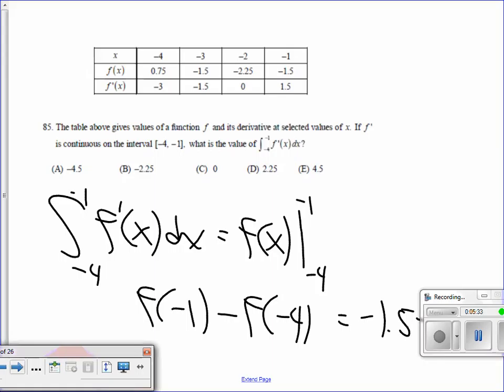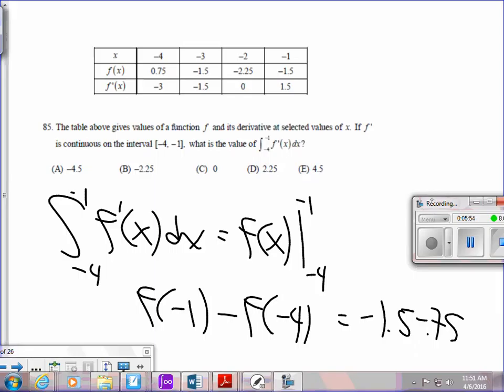What's the antiderivative of f prime of x? F of x, right? So we have to get the antiderivative, f of x, and evaluate it from -4 to -1. So we're going to plug in the -1, plug in the -4 in that order, and subtract. And once we do that, f of -1, I just use the chart, that's -1.5.